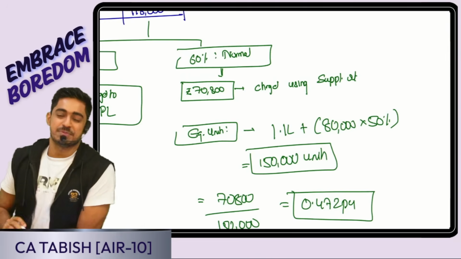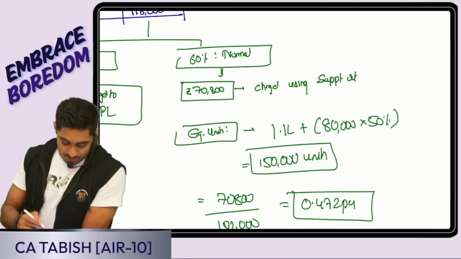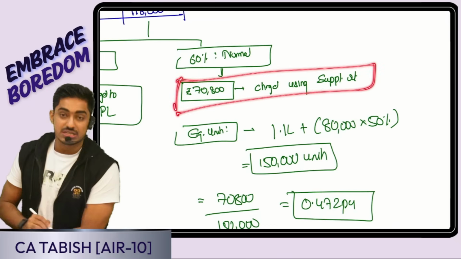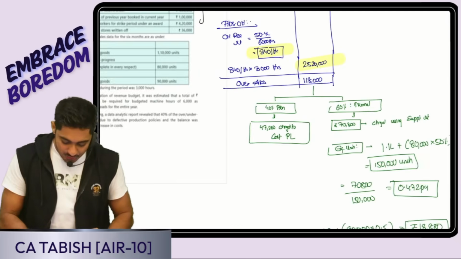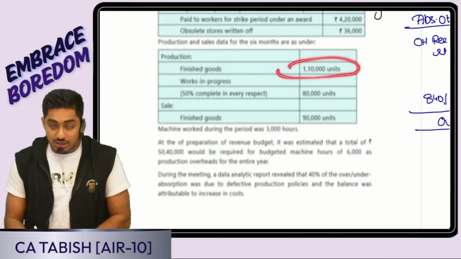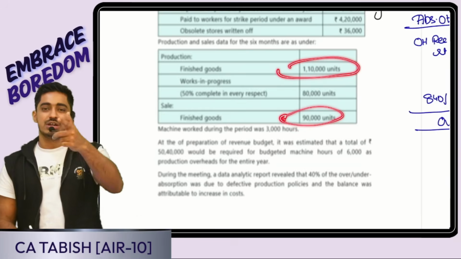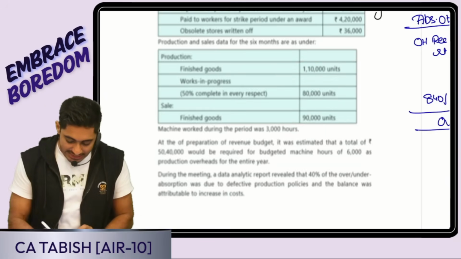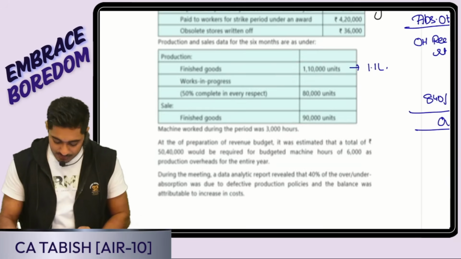Okay. So 60% is normal, so I'll be charging using the supplementary rate, which comes to 70,800. So where all will I be charging? The question has given me the data. Tell me how many units have been produced: 1,10,000. In that, 90,000 is sold, 20,000 is unsold. Okay, boss. 1,10,000 units ultimately have been produced.